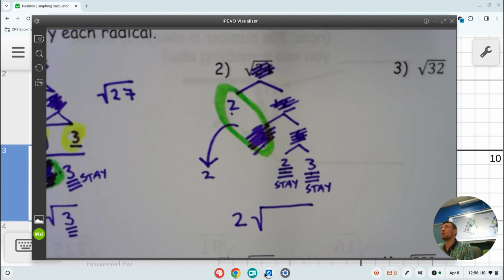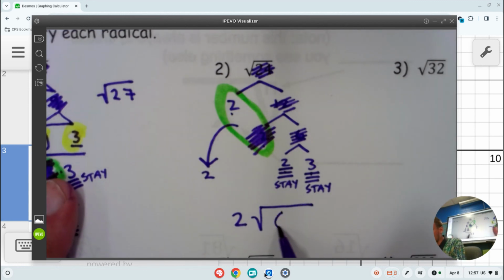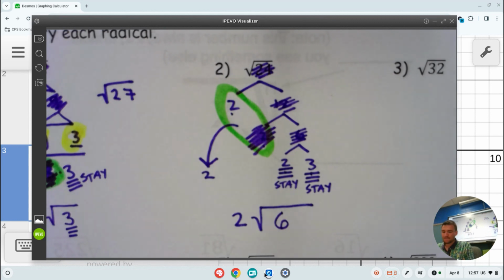Now, if you've got multiple people that are staying, you're always going to use multiplication. We're not going to be adding anything all day. We're not going to be adding anything all week, actually. 2 times 3 makes 6. And this is the answer.